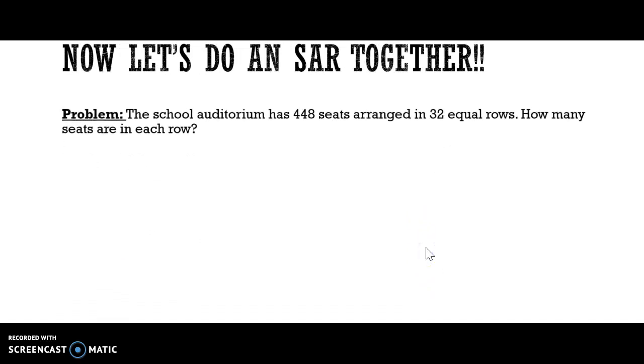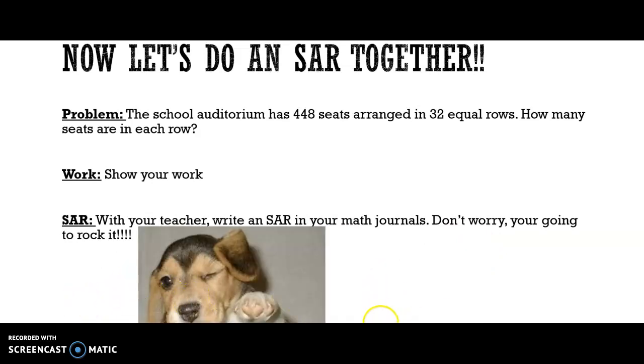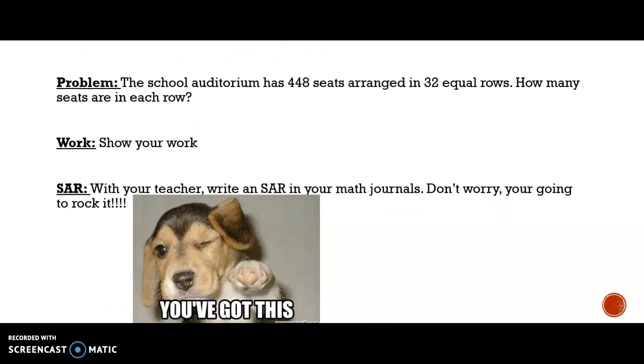So we're going to do another example in the following video. Here's the problem. The school auditorium has 448 seats arranged in 32 equal rows. How many seats are in each row? In the next video, I'm going to be modeling how to, number one, solve this problem, and number two, how to effectively write a good SAR. And while I'm doing that, you're going to do it as well. Don't worry, you're going to rock it. I promise you've got this.